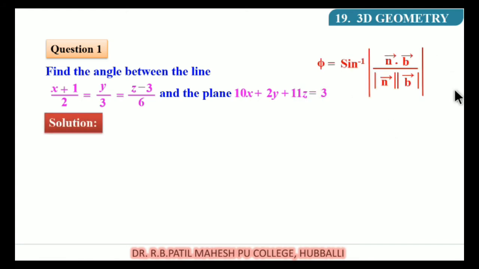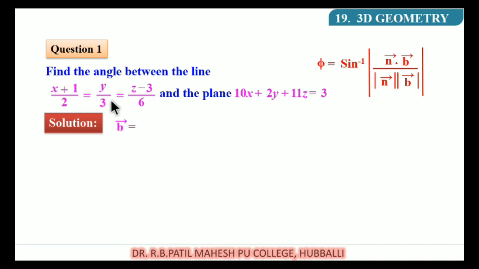For the solution, we have to take this formula: phi is equal to sin inverse of n vector dot b vector divided by magnitude of n vector into magnitude of b vector. Here n vector is the normal vector to the plane, and b vector is the vector parallel to the given line. We have to find the values of b vector and n vector, and later find the dot product. Also we have to find the magnitude of n vector and magnitude of b vector.